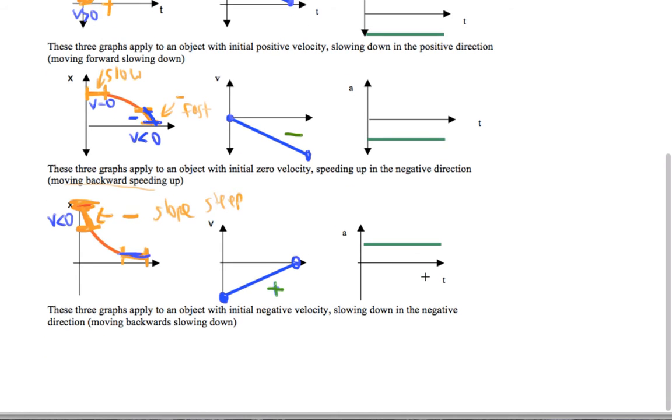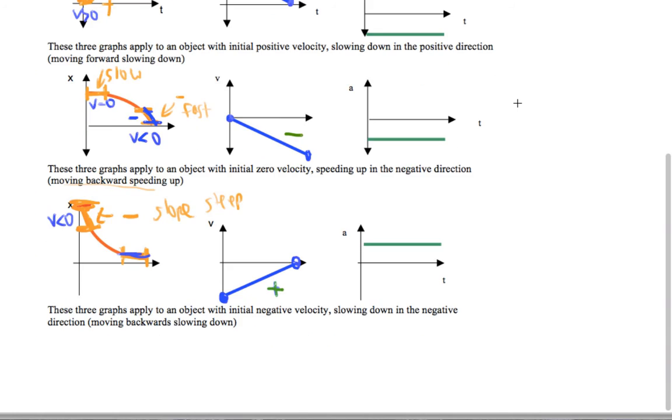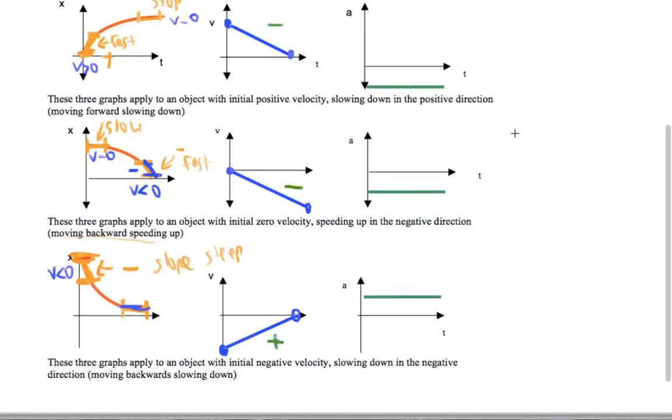So this is the kind of thing that we're going to be looking at on the appraisals, is determining what kind of motion is happening when I give you graphs. And that's pretty much it for what you'd want to review.